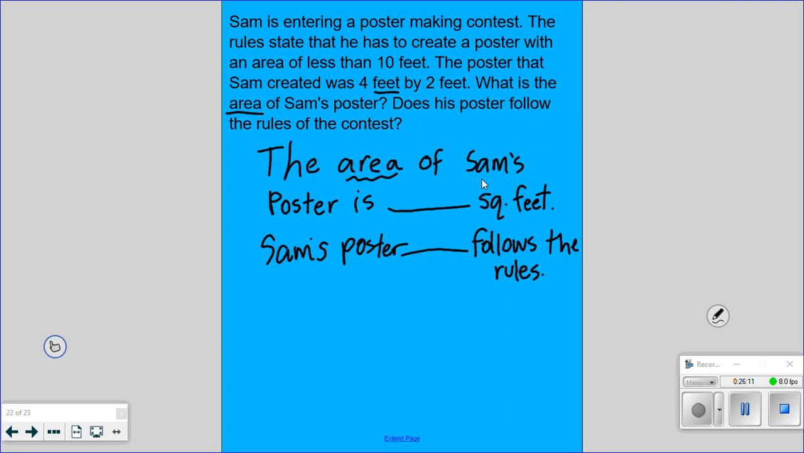Alright, I figured out what I'm counting. I'm counting squares that are 1 foot by 1 foot, square feet. I know that I have my answer sentence ready to go. Now I need a model or a picture. What could I draw?